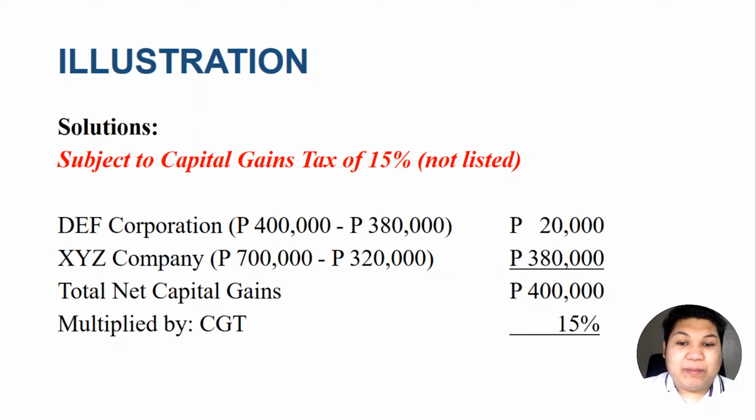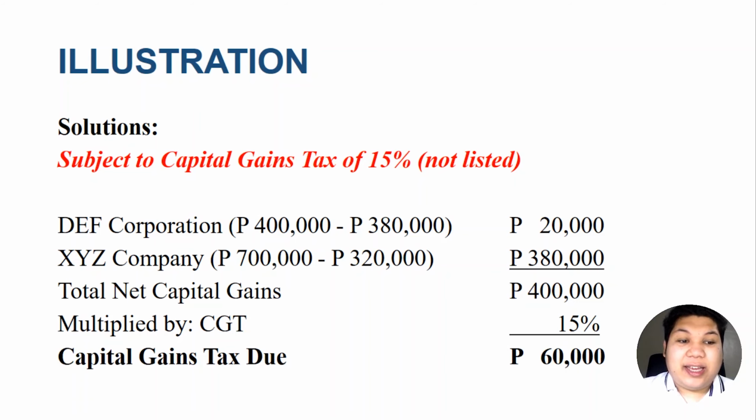From there, we will multiply the CGT by 15%. This is the rate applicable for individual taxpayers and domestic corporations. Therefore, the capital gains tax on the sale of the shares of stocks which are not listed in the local stock exchange is 60,000 pesos. So always remember, the capital gains tax of 15% is based on the capital gains. And when I say capital gains, this is the difference between the selling price and the cost and other expenses incidental to the sale of stocks. So we will multiply directly the 15% to the capital gains.